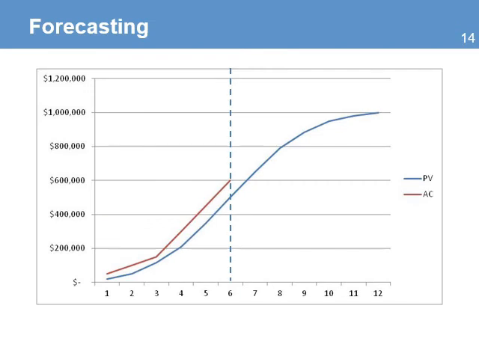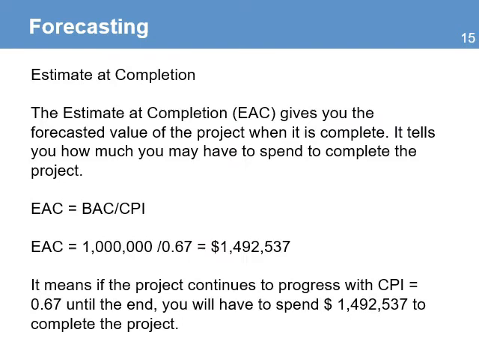To understand the impact of the variances in the project, you can use some forecasting analysis. Based on the rate of how the project is spending money, what will happen if the project continues on the same rate and the project manager doesn't take any action to change the project? To forecast the future value of the budget, you can use a formula called estimate at completion. The estimate at completion gives you the forecasted value of the project when it's complete. It tells you how much you will have to spend to complete the project as planned. The formula is budget at completion divided by CPI.